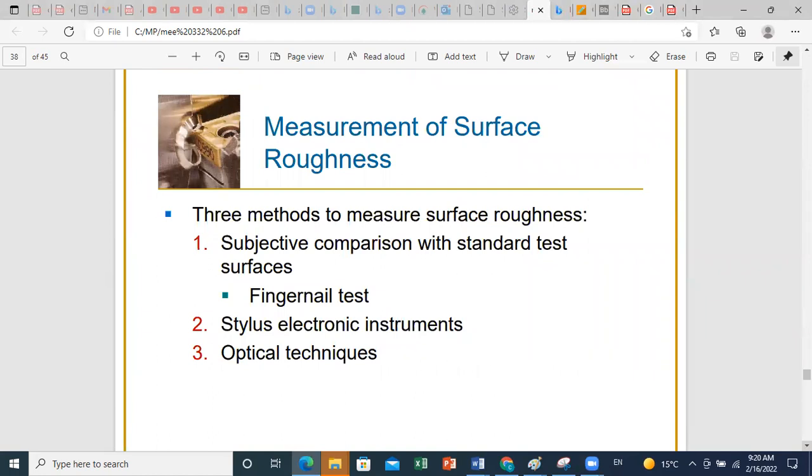Now, concerning how to measure surface roughness, we have several methods. Some are relatively simple but not very accurate, and we have much more complex devices that can be used. First, subjective comparison with standard test surfaces. This is not a very accurate procedure, and it relies on fingernail tests. They give you already tested surfaces, measured with high accuracy equipment, with the surface roughness marked on them. Let me show you in the next slide. You have a figure.